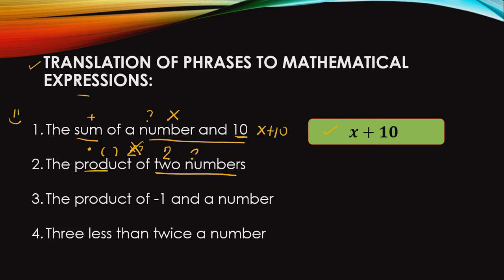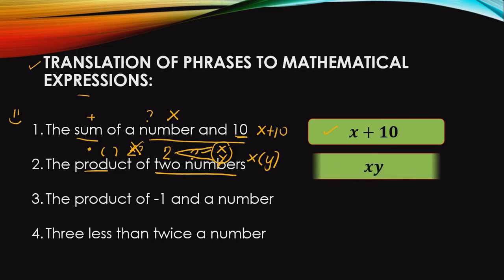So, we need a placeholder to represent the two numbers. We can have the first number as x and the second number as y. In translation, that would be x times y. We can combine them since it is multiplication. The answer would be xy.